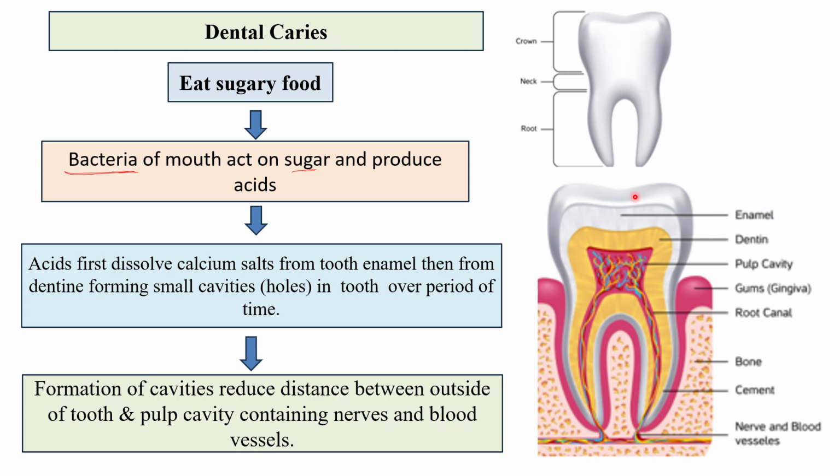Now what will acid do? It will dissolve the calcium salts from the tooth enamel, so the enamel will be degraded, and then it will reach the dentine, the next layer, and in the dentine also it will do the same and form holes. So what will happen? Holes will form in it if you do not get treatment for a very long time, and if this condition persists, holes will be formed, and these holes are known as cavities.